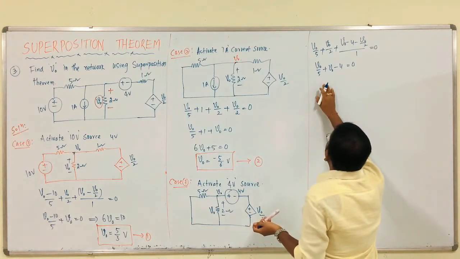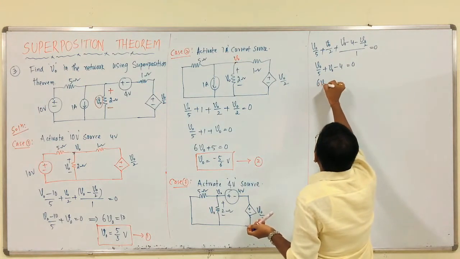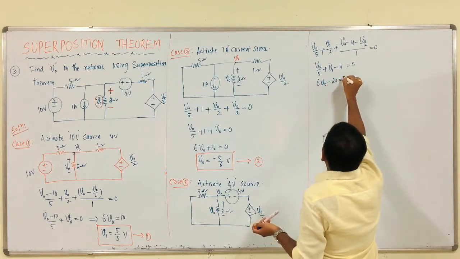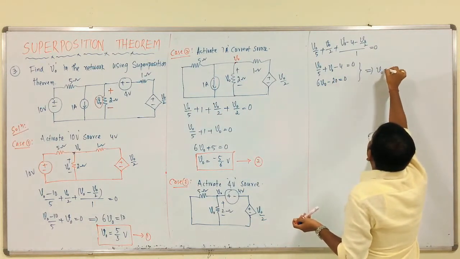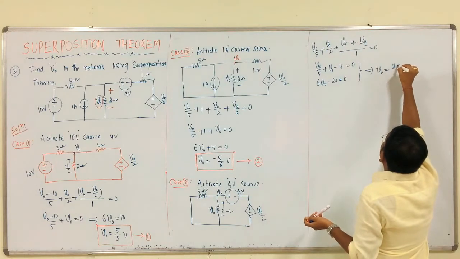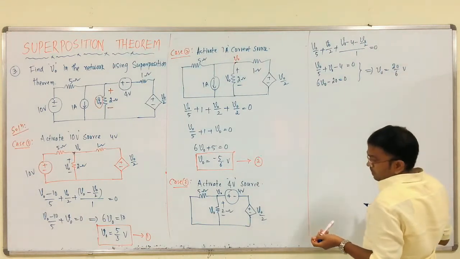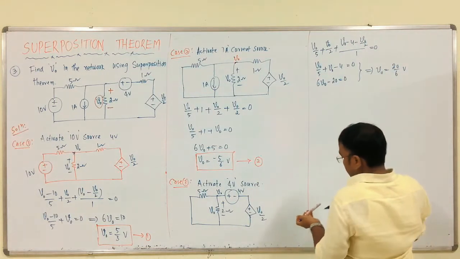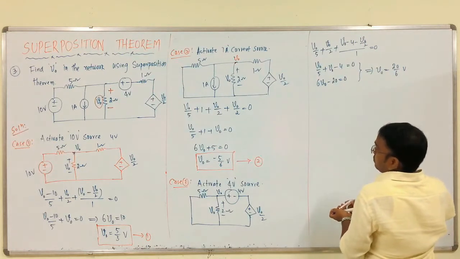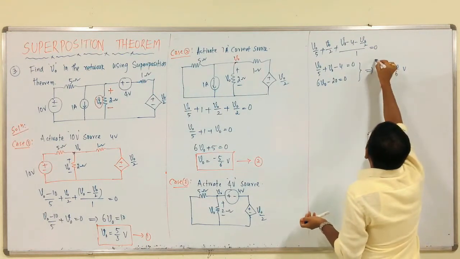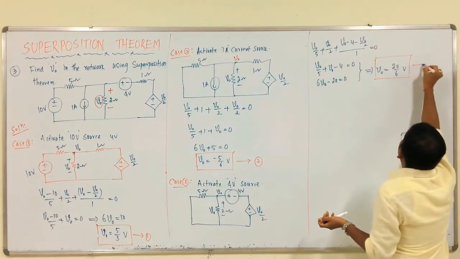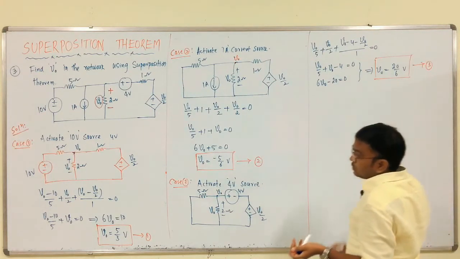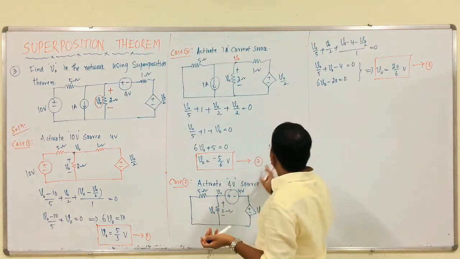Therefore, V naught plus 5 V naught, 6 V naught minus 20 is equal to 0. From this, V naught is equal to 20 by 6 volts. We got V naught as 20 by 6.